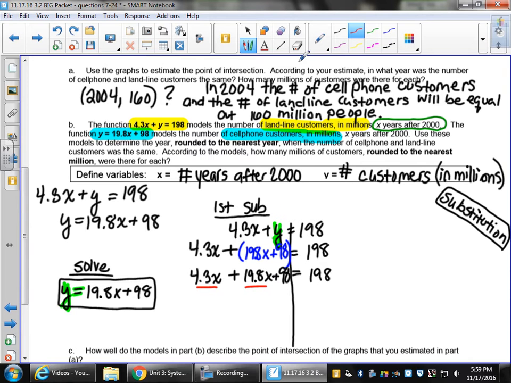4.3x plus 19.8x. What do you get? Let's do 4.3 plus 19.8. I got 24.1x. The plus 98 is still there. Equals 198. We'll subtract 98 from both sides.